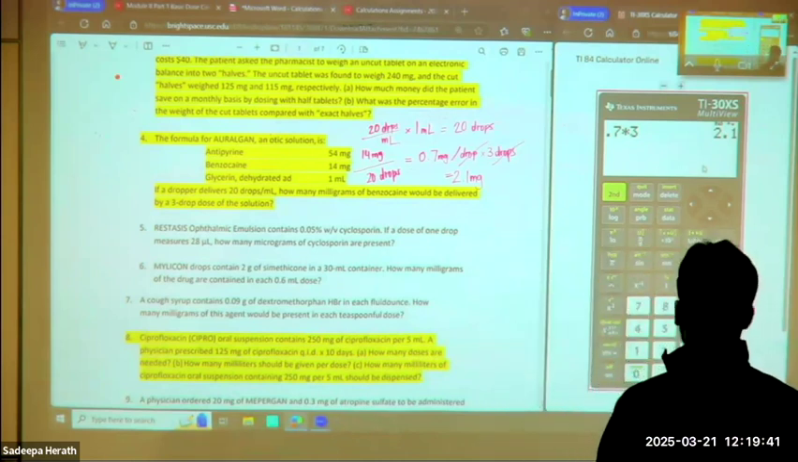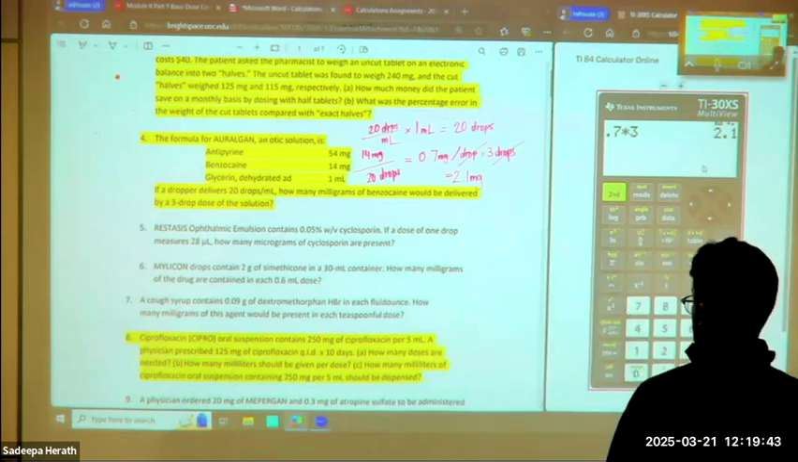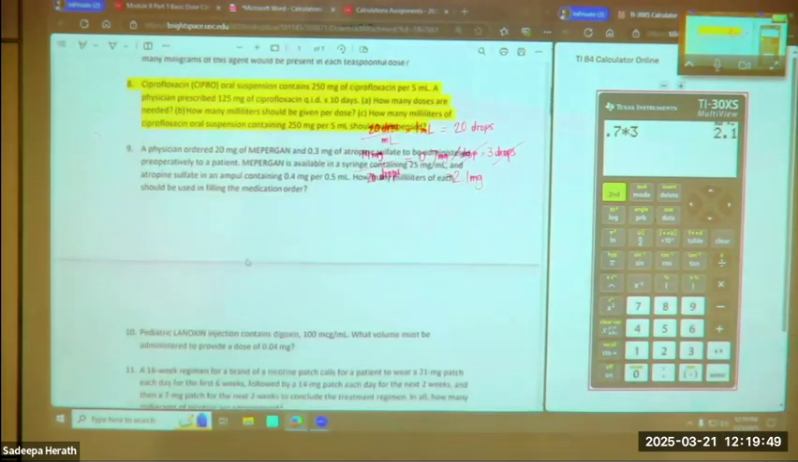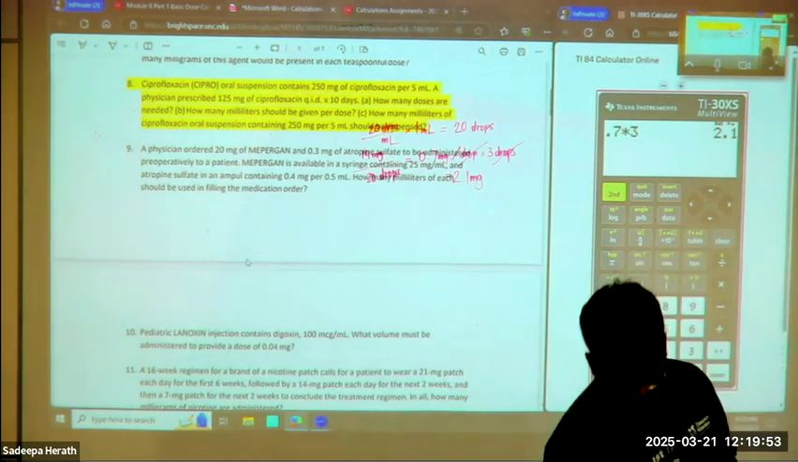Okay. Then I have number 8. That is our last question for chapter 7. Let's erase this off real quick.